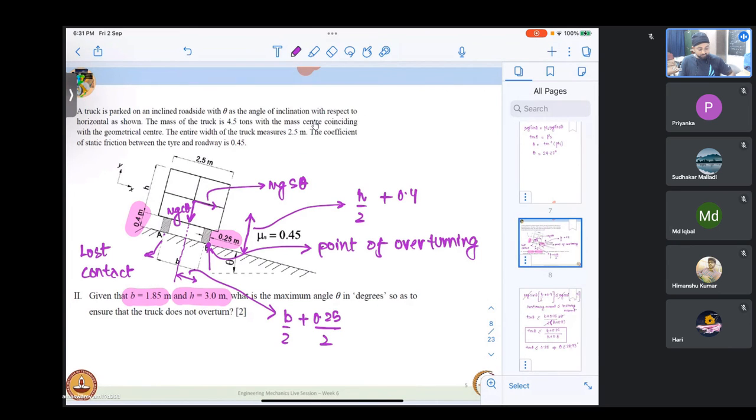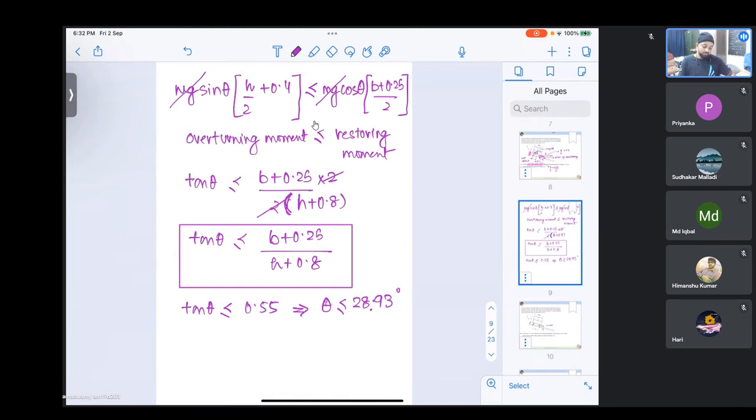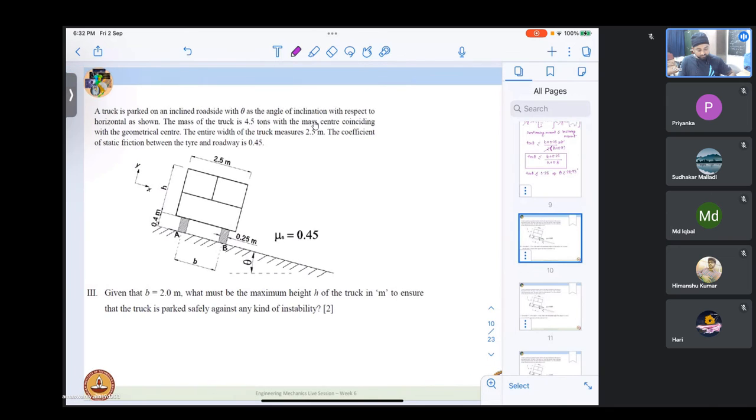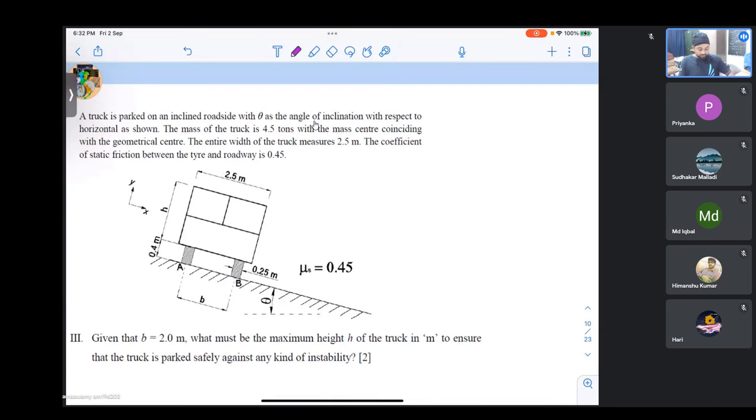So the answer to this question, the maximum angle so as to ensure that the truck doesn't overturn on its own, is 28.93 degrees. But whether we can raise it to 28 is the question, and this is addressed in the next part. Given that B is 2 meters, what must be the maximum height of the truck to ensure that the truck is parked safely against any kind of instability? What are the instabilities that are possible here? As we saw, it can either slide or it could tip about point B.